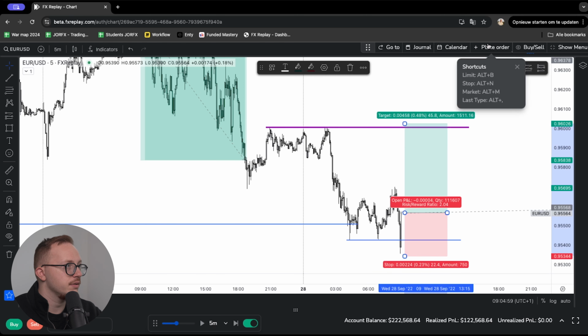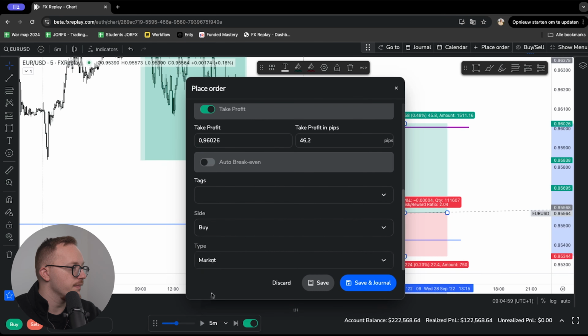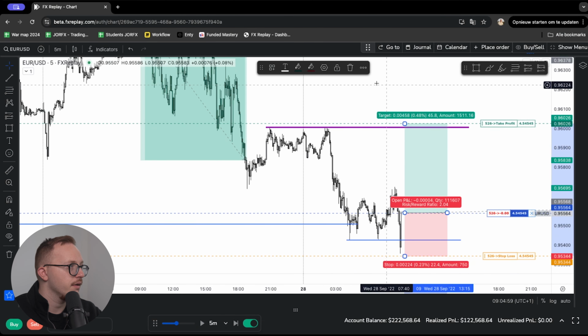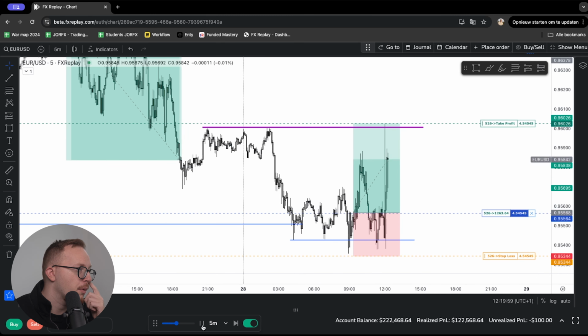So let's take this position. Let's place the order. This is going to be a market order, by the way. Market order, save in journal. And just see what price is going to do.